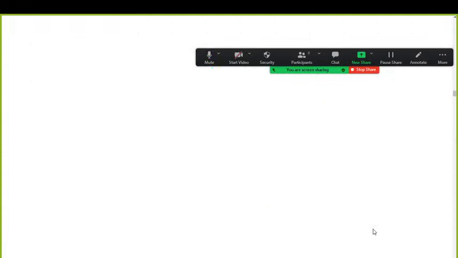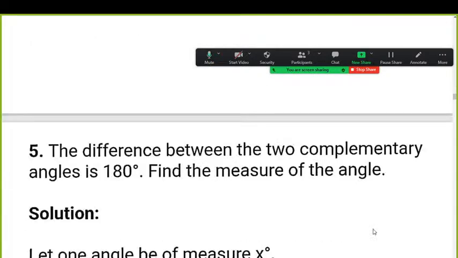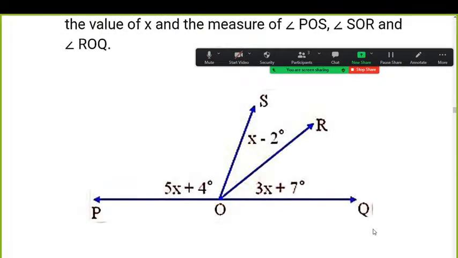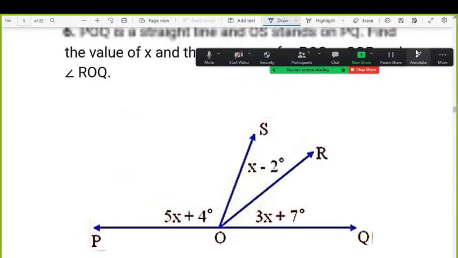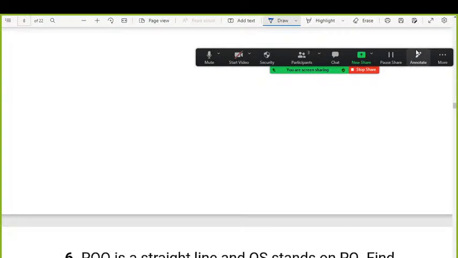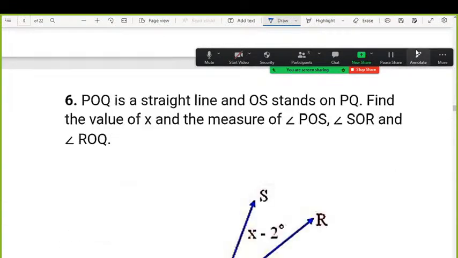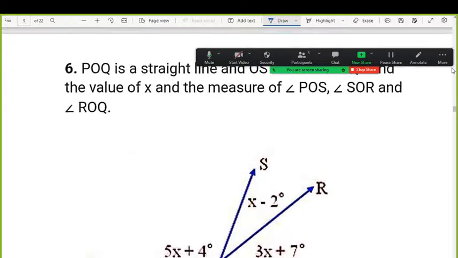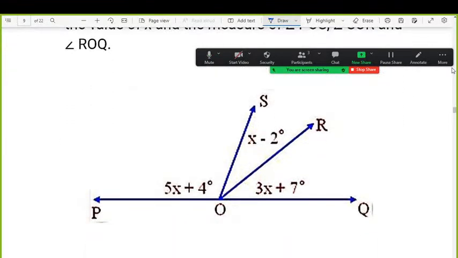Okay, then we have different questions I have given based on complement and supplement. I will share this PDF and you are supposed to solve this. Now this question is here in front of you, in which the angles are given to be in line, a straight line like this. Okay, POS is given to be here.